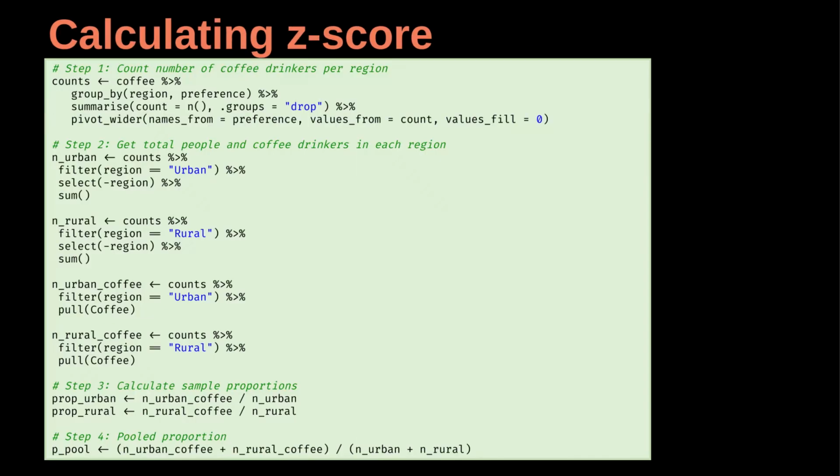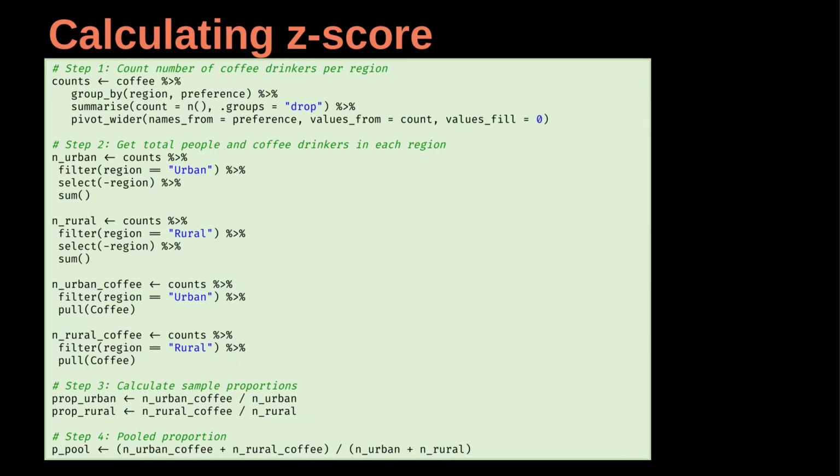First, we start by counting how many people in each region prefer coffee and store it in the counts variable. Next, we calculate how many total people were surveyed in each region and how many of them specifically chose coffee. This gives us the raw counts we need to move forward. Using those counts, we compute the sample proportions, that is the percentage of people in each region who prefer coffee. We stored them in prop_urban and prop_rural variables. We then calculate what's called a pooled proportion. This combines the data from both the groups under the assumption that the null hypothesis is true, that there is no difference between the regions.